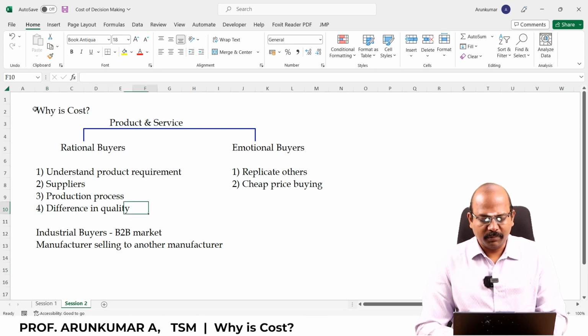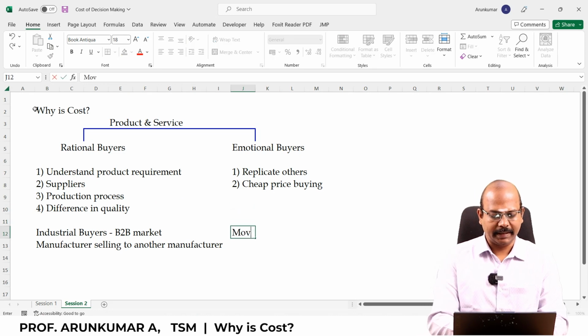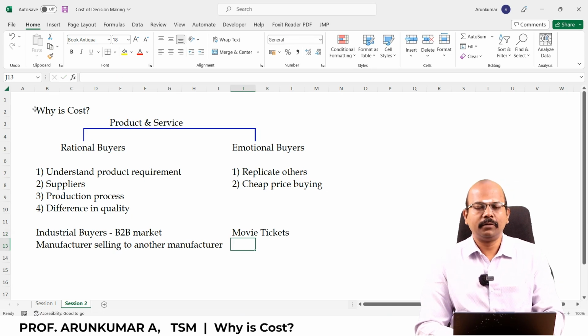Then we will go to emotional buyers. For emotional buyers, we will take the example of movie tickets. Movie tickets, are we doing this much research to go for a movie, or are we just going? It's always for pleasure, and we are going based on emotional sentiments. That means if my hero is there, I will go and buy the movie tickets at whatever price.